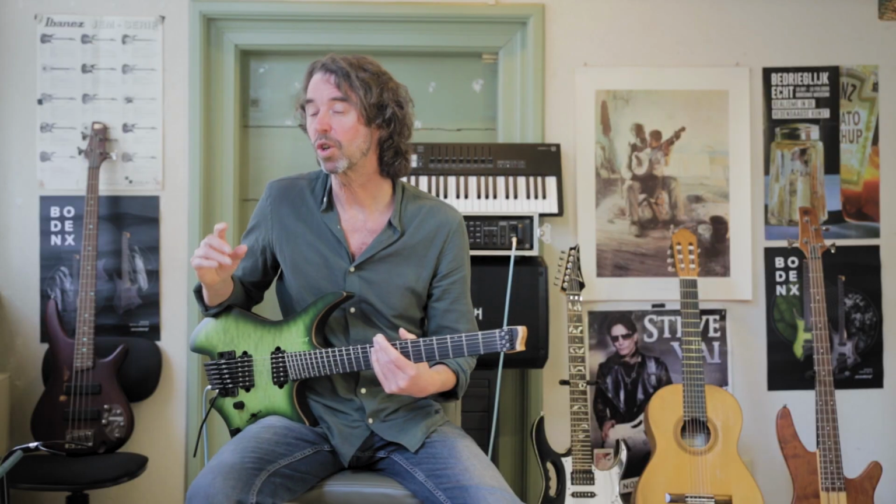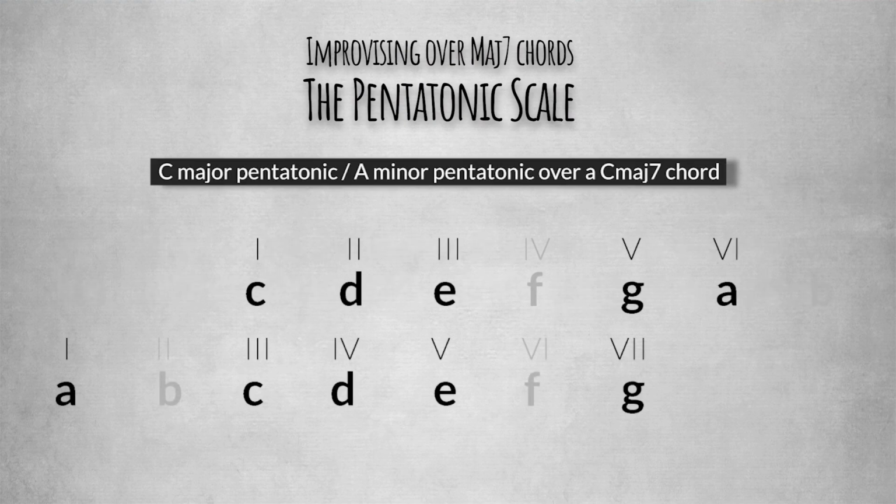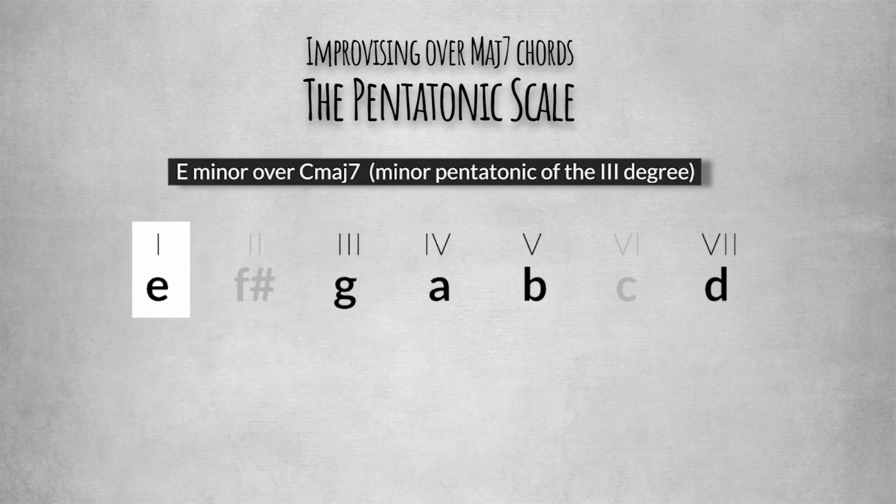The pentatonic scale is always an option. We can play the C major pentatonic scale, which is practically the same as the A minor pentatonic scale, by the way. And we can play the minor pentatonic scale of the 3rd degree, the E minor pentatonic scale. Now the latter has the advantage of having the major 7th degree that characterizes the sound of the major 7 chord. Now here is a simple scale example for both options.